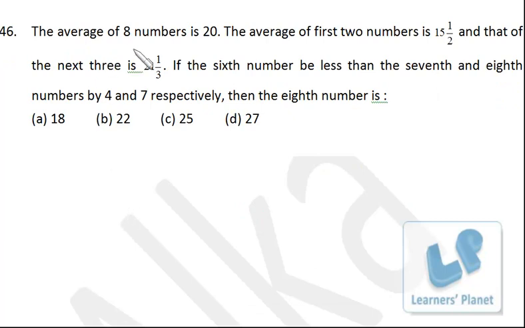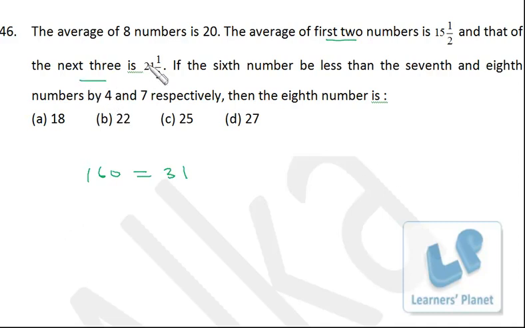now the average of 8 numbers is 20. The average of the first two numbers is this, that of the next three is this. If the sixth number is less than the seventh and eighth number by 4 and 7 respectively, then the eighth number is... very simple. Average of 8 numbers is 20, that means the total is 160. The total of 8 numbers is 160, right? The average of the first two numbers is 15 and a half, so the total of the first two numbers will be double of 15 and a half. 15 and a half is actually 31 by 2, so double will be 31, right?